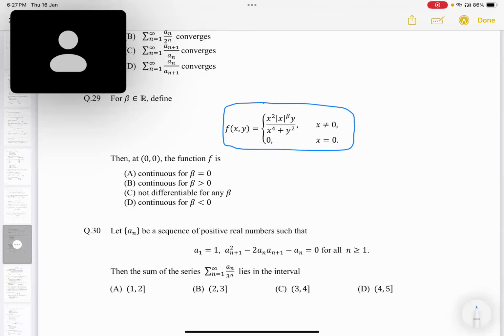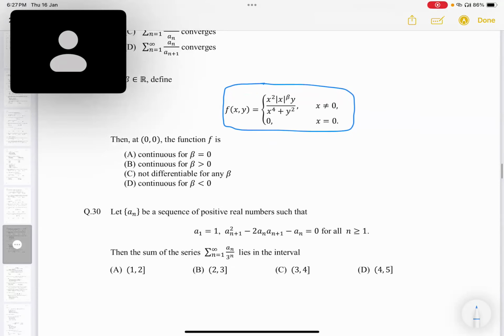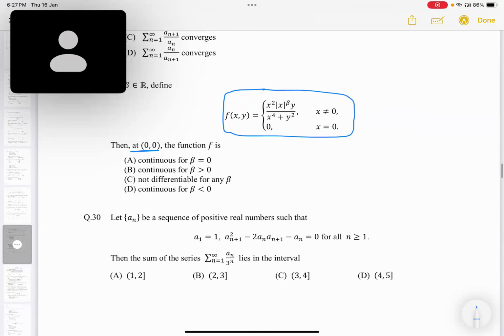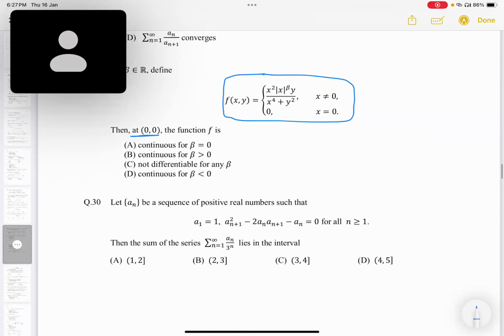right? f of x y equals x square mod x to the power beta times y upon x to the power 4 plus y square when x is not equal to 0, and is 0 if x equals 0. Now check at the point origin the function is. So the first option is continuous for beta equals 0, continuous for beta greater than 0. Let's check all these options.